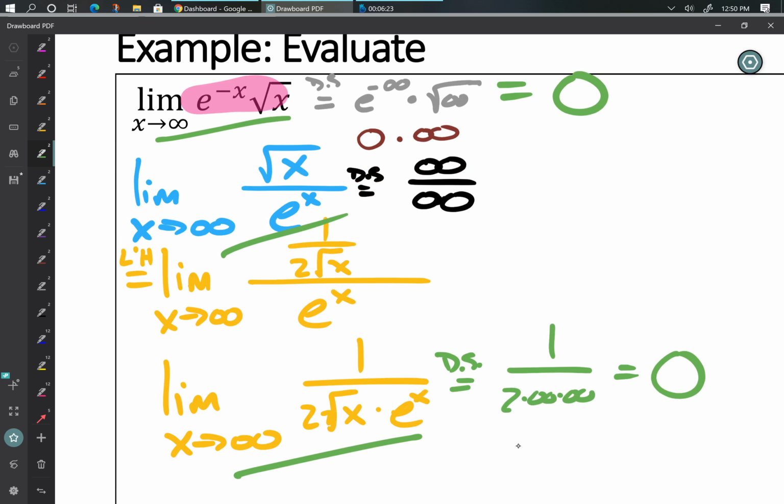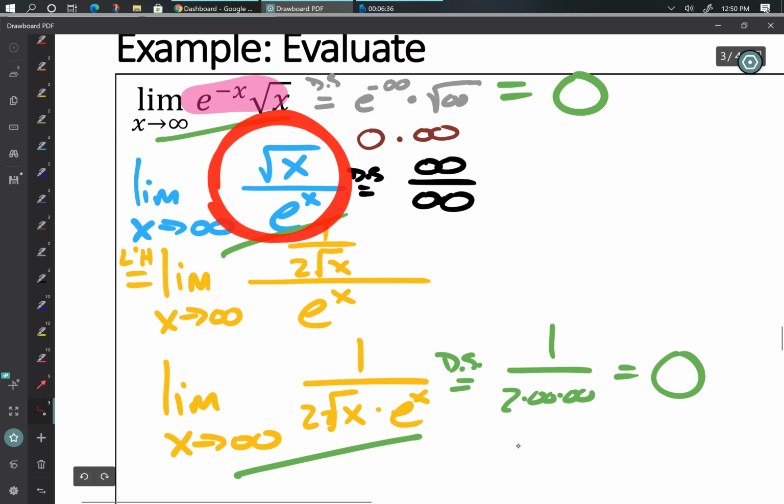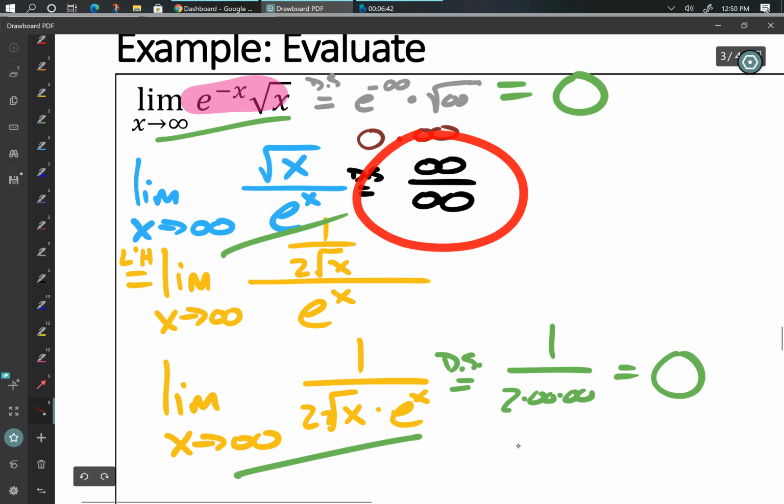Given a limit, direct substitution tells me it's 0 times infinity. 0 times infinity is good, but it's not good enough. It's not good enough for L'Hopital's rule. Algebraically, I rewrote our limit argument so that it gave me infinity divided by infinity.